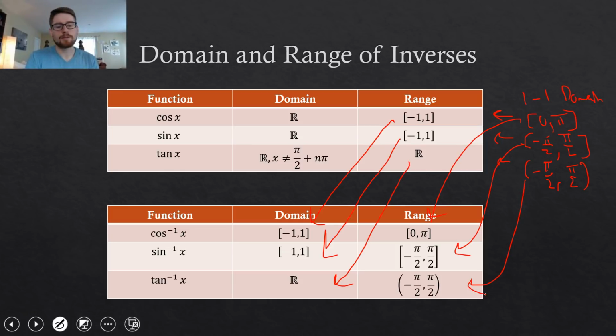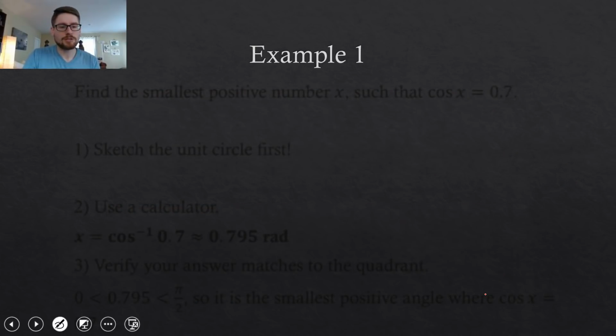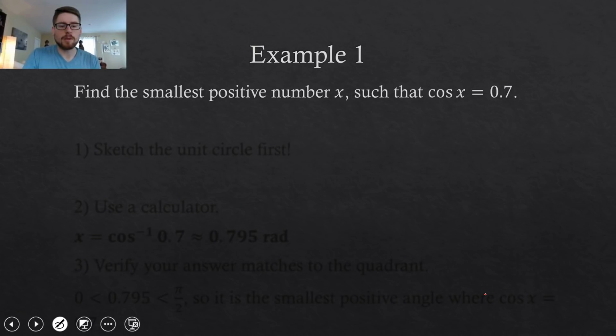Likewise, when you plug in a number for inverse sine, if you plug in 1, you should get pi over 2 out. If you plug in -1, you should get negative pi over 2 out. So those are kind of key things to remember, key angles.